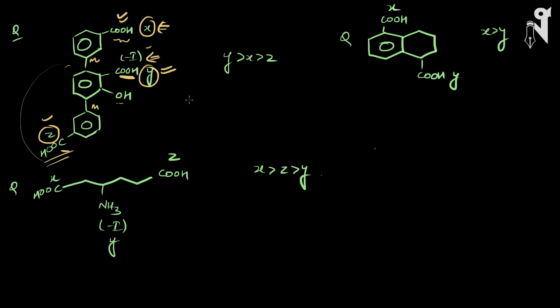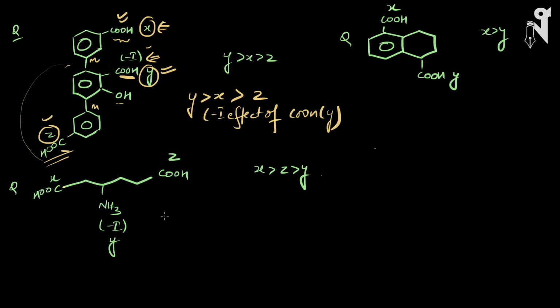So the most acidic will be Y due to the ortho effect, then X due to the minus I effect of the COOH which is present on the Y position, and then Z. This is how the acidic strength order will be, and that's exactly how you have to solve the questions when they ask you. So now let's look at the next question.